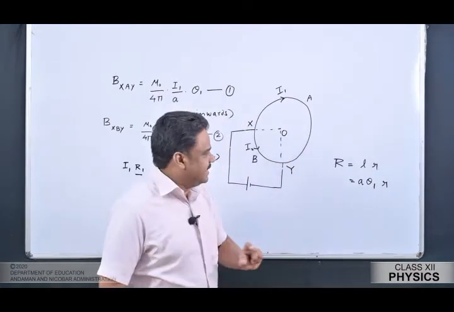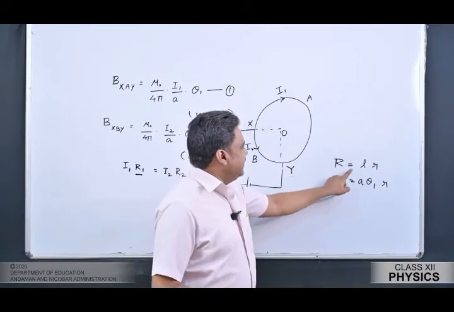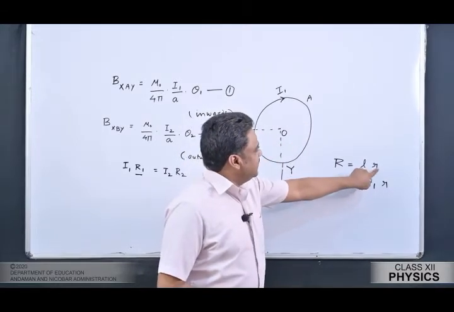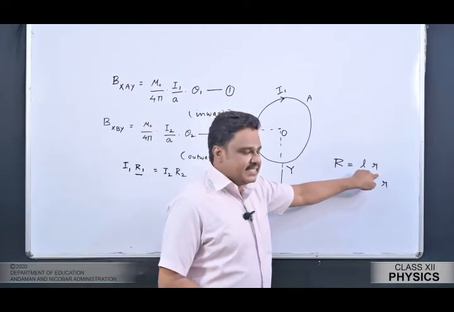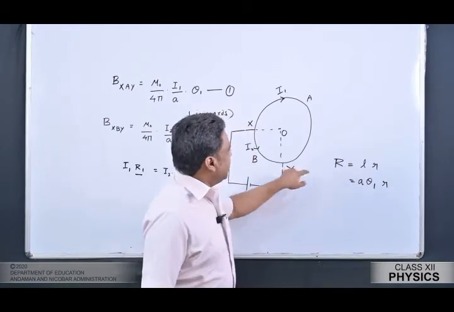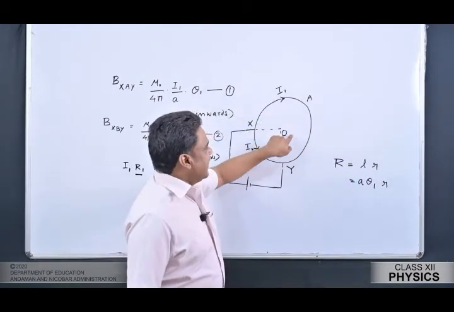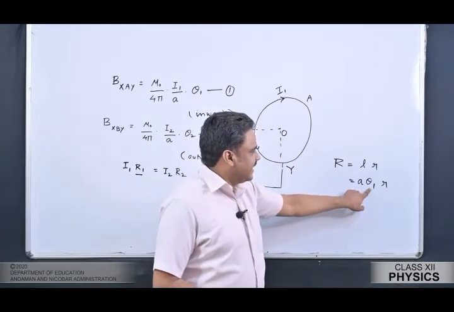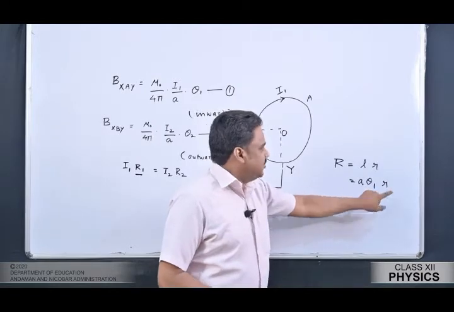Once again I'm going to repeat this. The resistance of XAY can be determined by multiplying the length of that part with the unit resistance. How to get the length? Obviously it's an arc length. Arc length is radius into arc angle. Radius is A and the arc angle is theta 1. So that arc length can be replaced as A theta 1 into R.